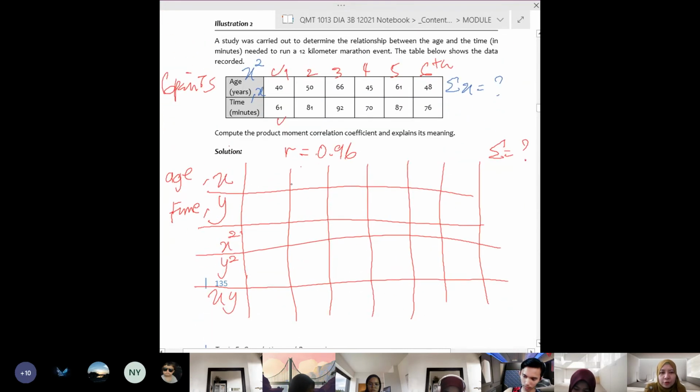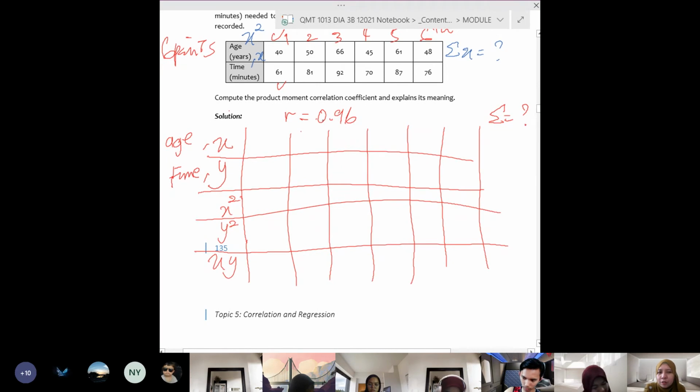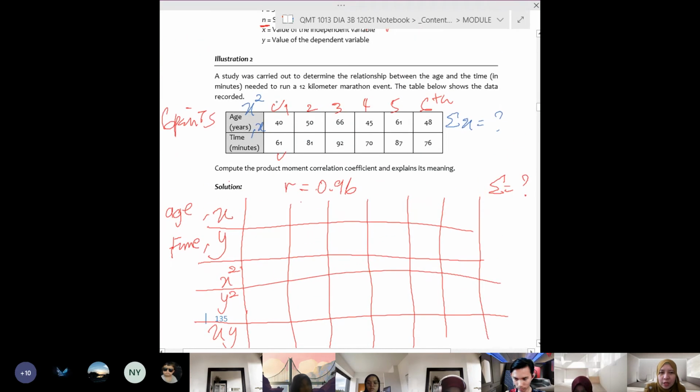Okay, but before I forget, the meaning of a positive, strong relationship between age and time just now: it shows that when the age increases, what happened to the time to complete the marathon run? When the age increases, the time will increase also. Okay, when the age increases, the time needed to run a 12-kilometer marathon event will be increasing too.